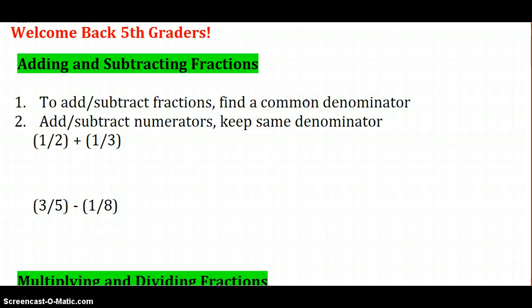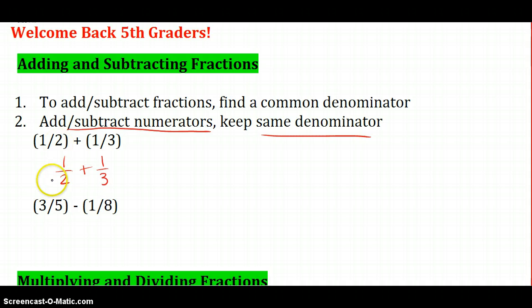First you need to find a common denominator, and then once you find that common denominator, you add or subtract the numerators, depending on whether it's addition or subtraction, and keep the same denominator. So if we had a half plus a third, you need to find a common denominator. Well, the common denominator between 2 and 3 would be 6.